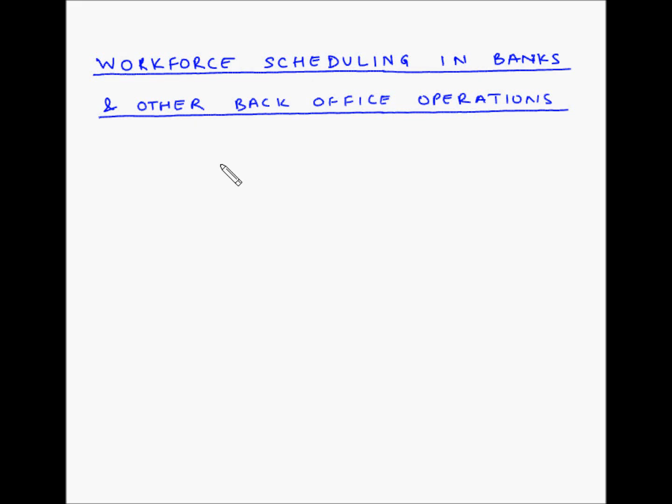Welcome to the case study of workforce scheduling in banks and other back office operations. So basically, in these organizations, the management would like to derive a staffing plan that would help them decide the number of workers they need to accomplish their daily workload. So the primary objective is to find the number of workers.